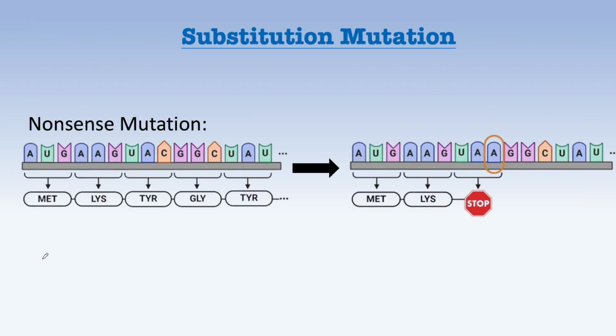And now the second substitution mutation, which is the nonsense mutation, which is a type of point mutation where a single nucleotide change in the DNA sequence creates a premature stop codon. What does that mean? No more translation, an incomplete, shortened protein that is mostly non-functional, and it will affect the biological process. An example of this is Duchenne muscular dystrophy, DMD, or certain types of cancer.